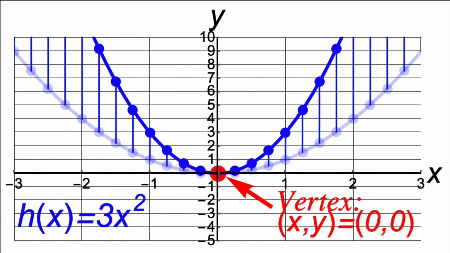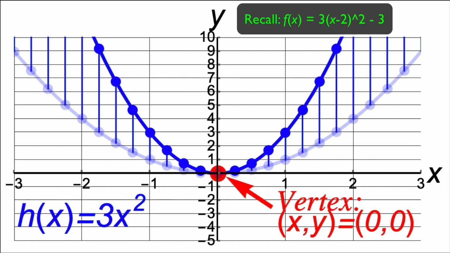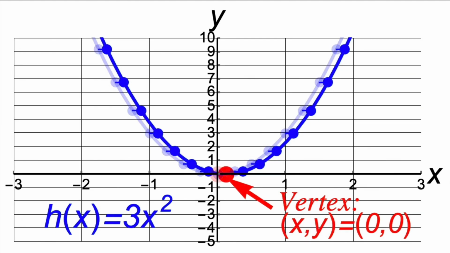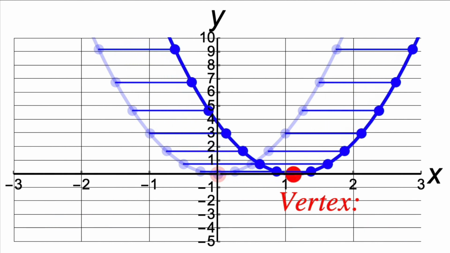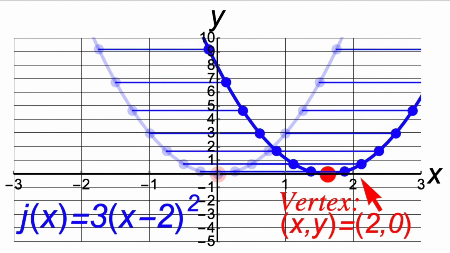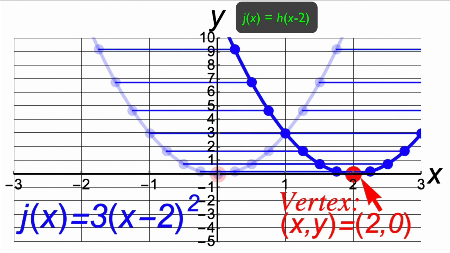Since the formula for f of x after completing the square involved x minus 2 quantity squared, let's transform h of x into another function, call it j of x, by replacing x with x minus 2. This has the geometric effect of translating the graph of h to the right by 2 units to get the graph of j. Notice the vertex goes from the point 0, 0 to the point 2, 0. Indeed, this function is minimized when x equals 2. That's when the output y equals 0.